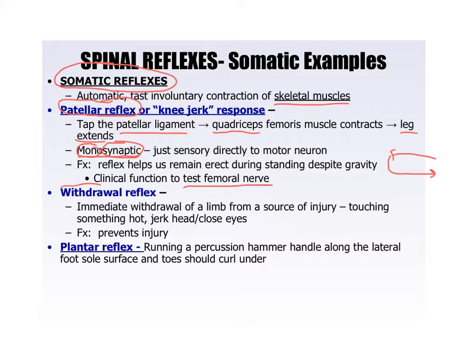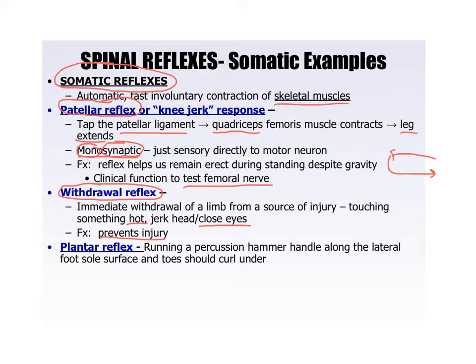The withdrawal reflex, they do not do this one in your doctor's office, but if you touch something that's very hot, your hand will pull back, your arm will pull back automatically without you having to think about it, because you need to get your hand out of there very, very quick, so it bypasses the brain. Same thing with your eyes closing. If something is approaching your eyes, they close without your brain even having to tell them, because it's a reflex. And this helps to prevent injury.